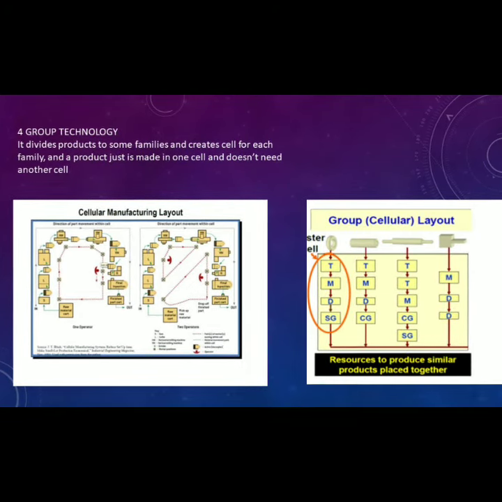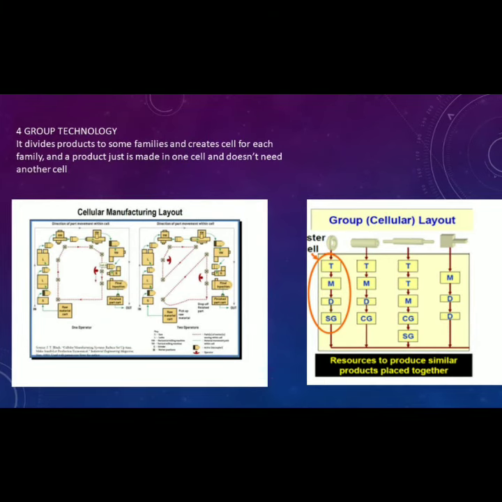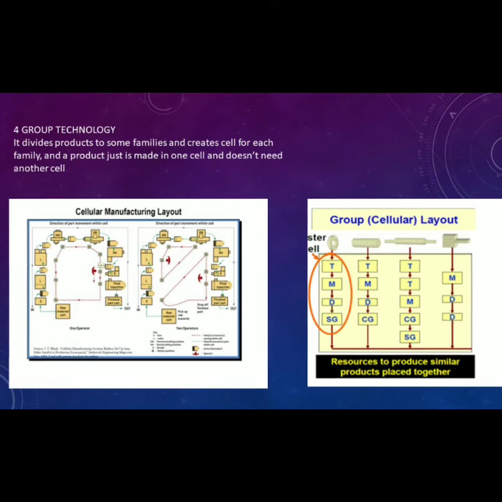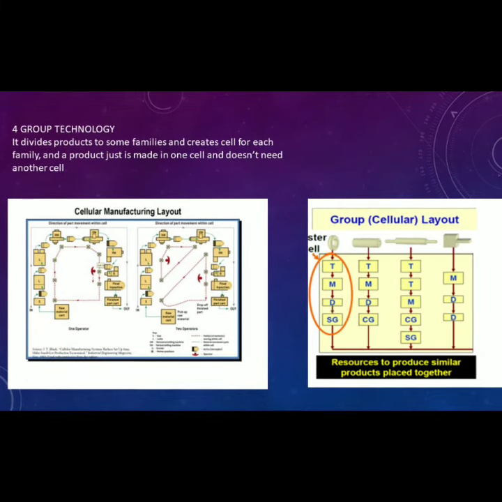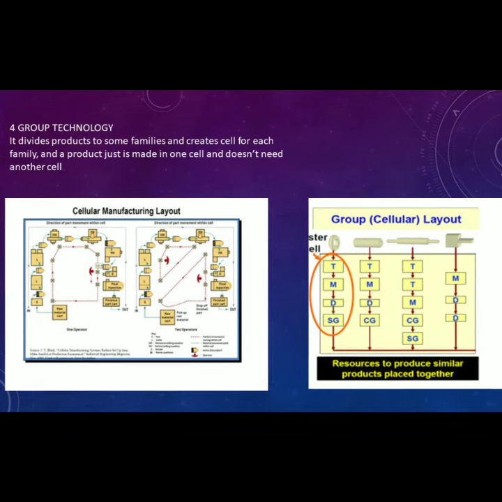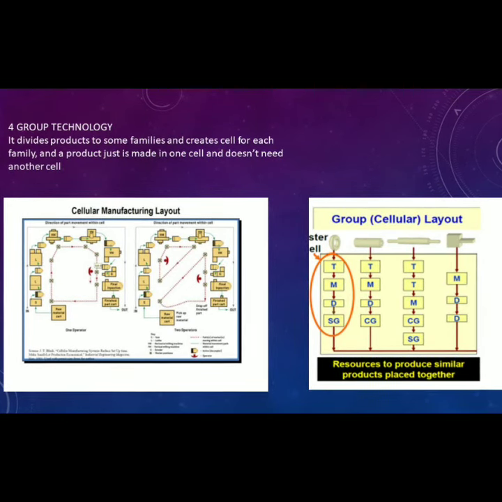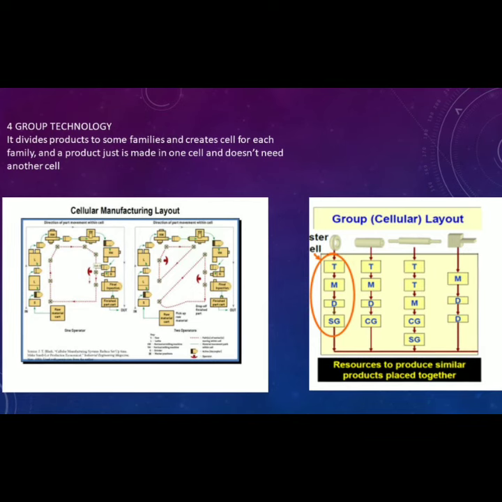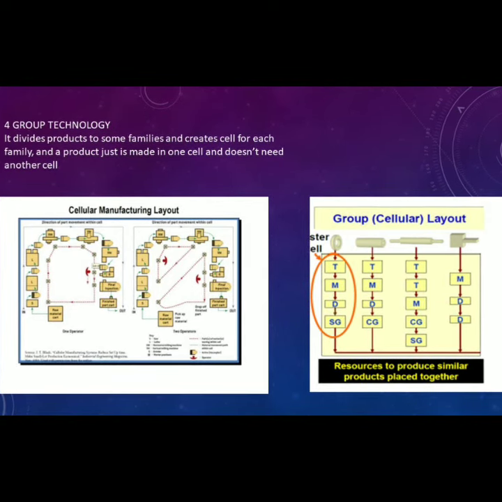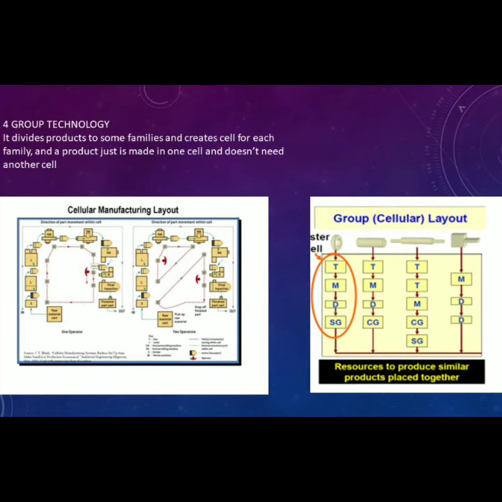for example, in the right picture, we can see that we have four families, and each family has its own process and machines and orders, and then we can make all of our products in our factory.